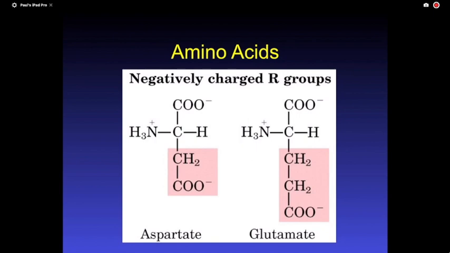Their protonation state can change if it's on the inside of a protein, because inside the protein makes a microenvironment that's a little bit different from the outside. And so when you see this, it should be drawn as negatively charged under normal conditions.